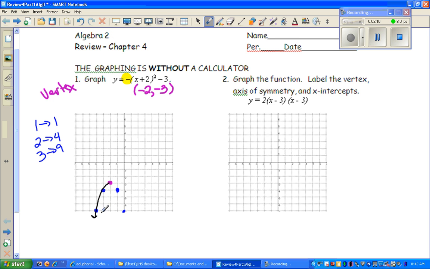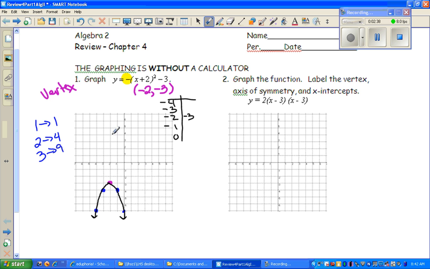If you have trouble using the pattern method, you could always create a table of values surrounding your vertex. You would still find the vertex first, and if you were to do that, you would just sketch a table here. You would put the vertex in the middle, and you want to surround that: 2 numbers to the left of it, and 2 numbers to the right of it, and then plug these into your equation and get your y values. But that's a lot of work when you can just use the pattern method to do that. So I really love this pattern method of graphing.